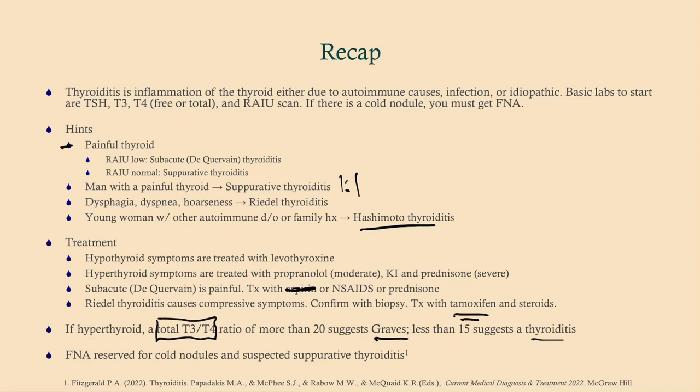So if you get that RAIU scan and you see something like this where you got a lot of uptake and a lot of uptake, but then there's this little spot where there's no uptake, that's a cold nodule and you're going to want to FNA that.